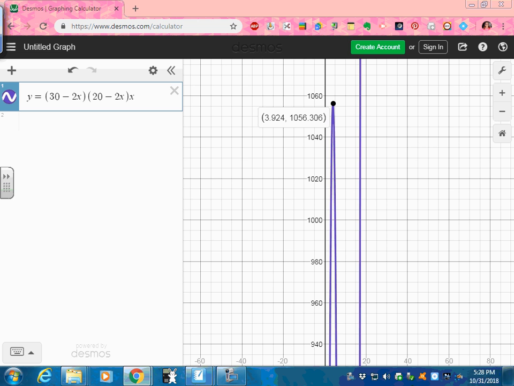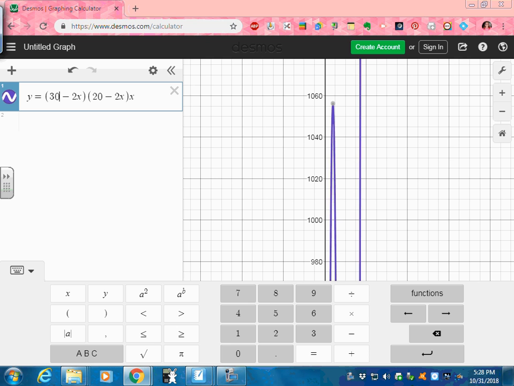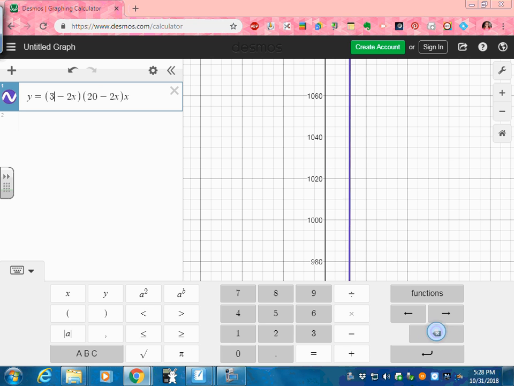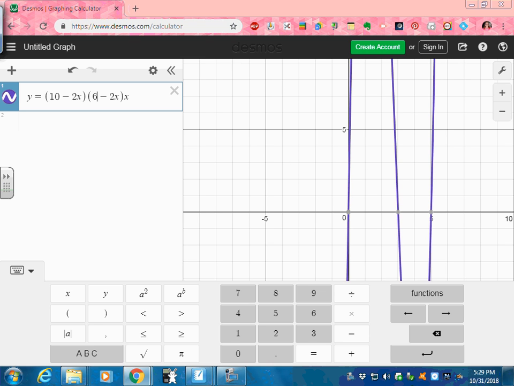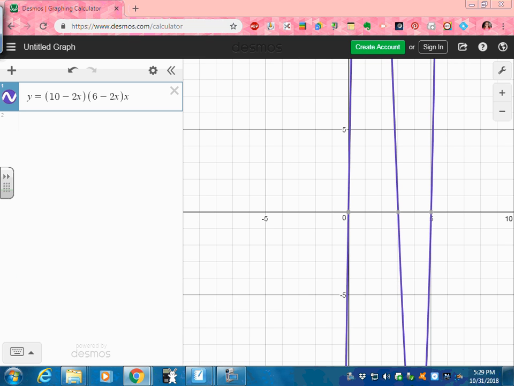Now I've already got this in, so all I got to do is change my numbers. So I'm going to change it to 10, and the other one, 6. Okay, so I got 6. Now I got to go back to home. Okay, now let's look at our practical domain.